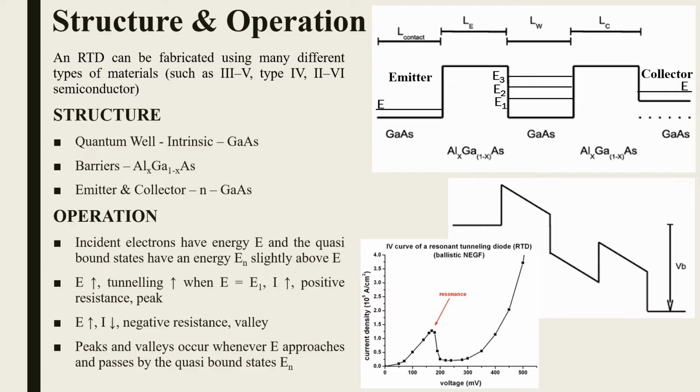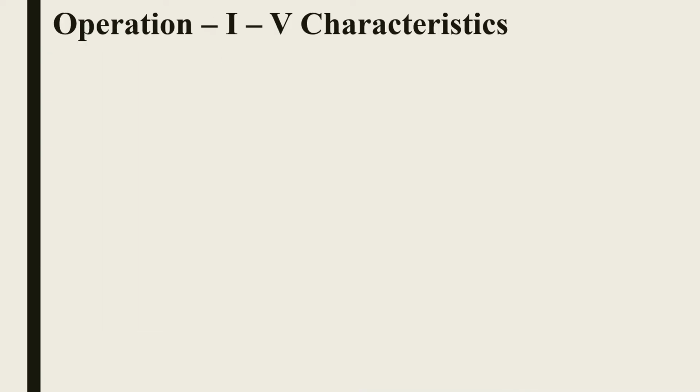This is the IV characteristic curve which we obtain for the RTD, and at the peak is where we have resonance when the energy on the emitter side becomes equal to the energy of the quasi-bound state. Let us look at the operation and the IV characteristics of this RTD. We are going to look at it under two conditions: without bias and with bias.